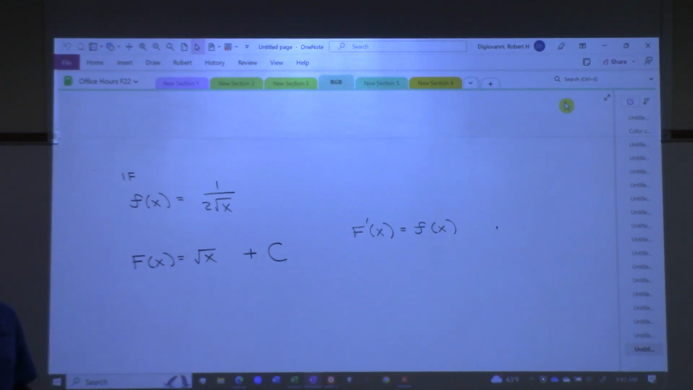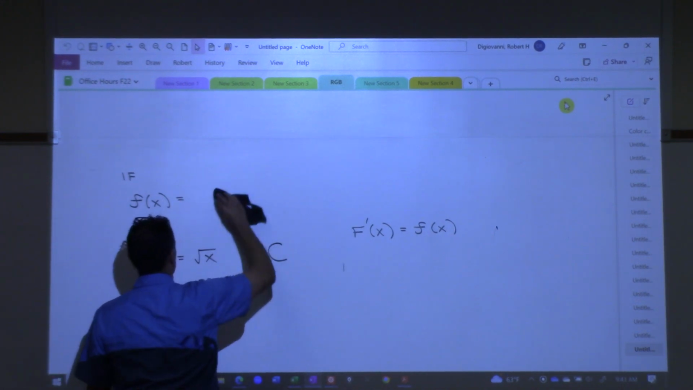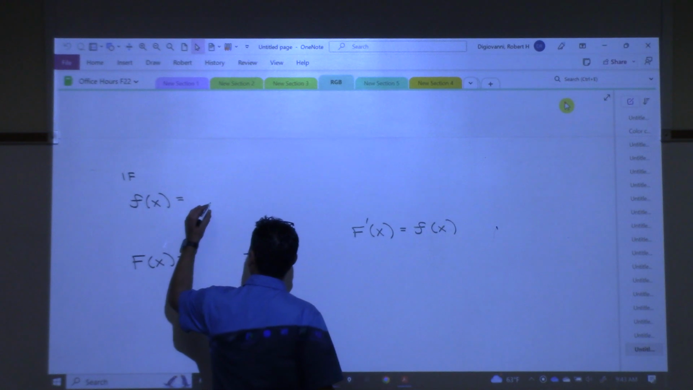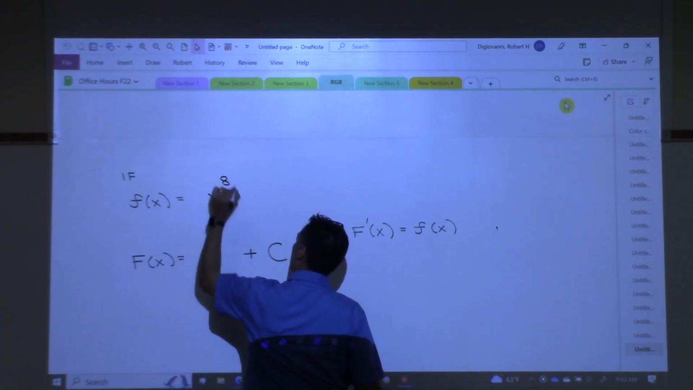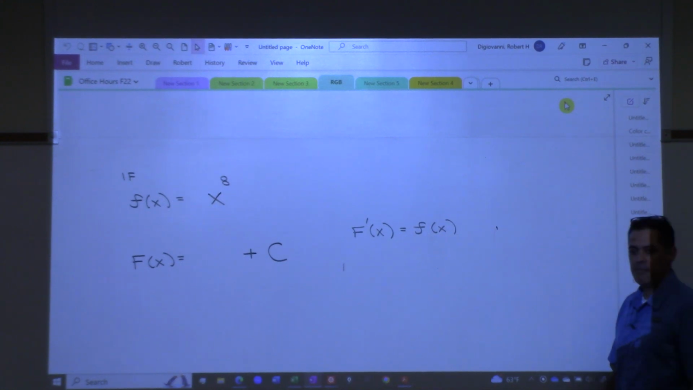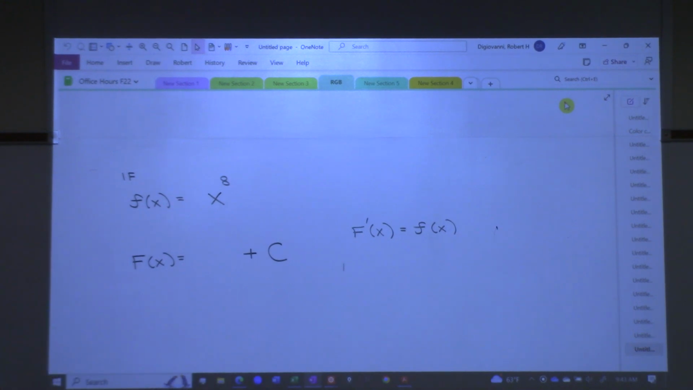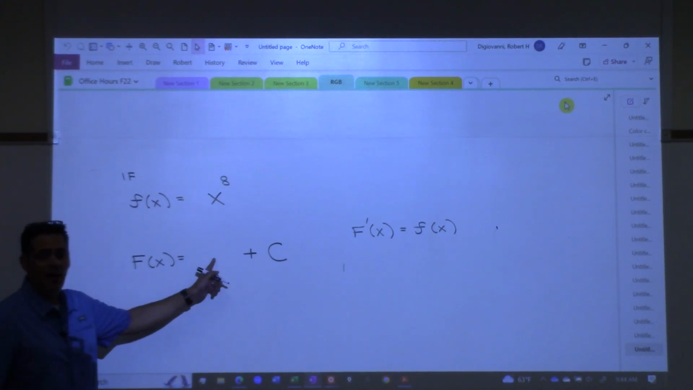Questions there? All right, let's do another one. How about this one? Who wants that one? This one's a little tricky. What do you take the derivative of to get this? Any takers? Let me ask this. Does anybody know what the power on the x here has to be?